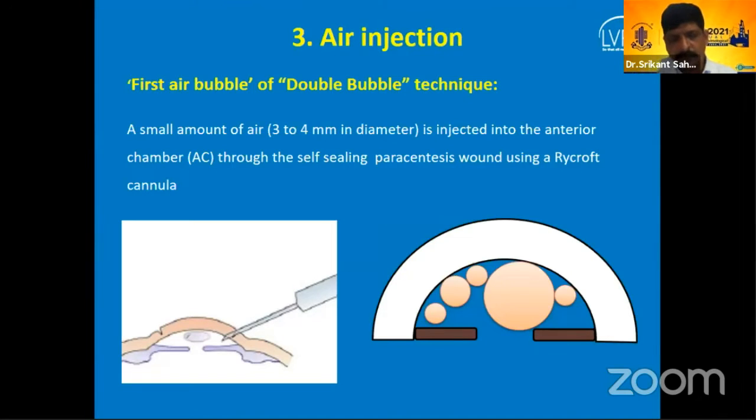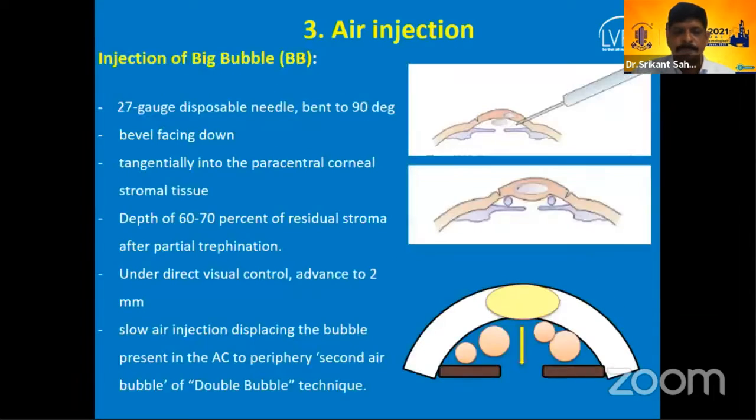After defining, what I usually do is I put a small bubble in the anterior chamber through a self-sealing paracentesis. Now this helps in two ways. One, the air in the anterior chamber gives a reflection of how deep we are. Two, as we will see in the next video, the moving of the bubbles in the anterior chamber to the periphery helps us to locate that yes, the big bubble is formed.